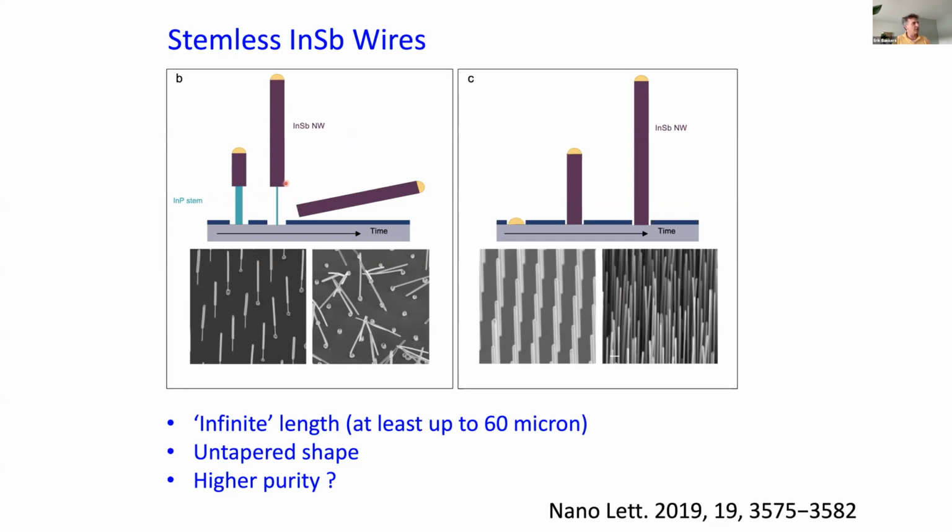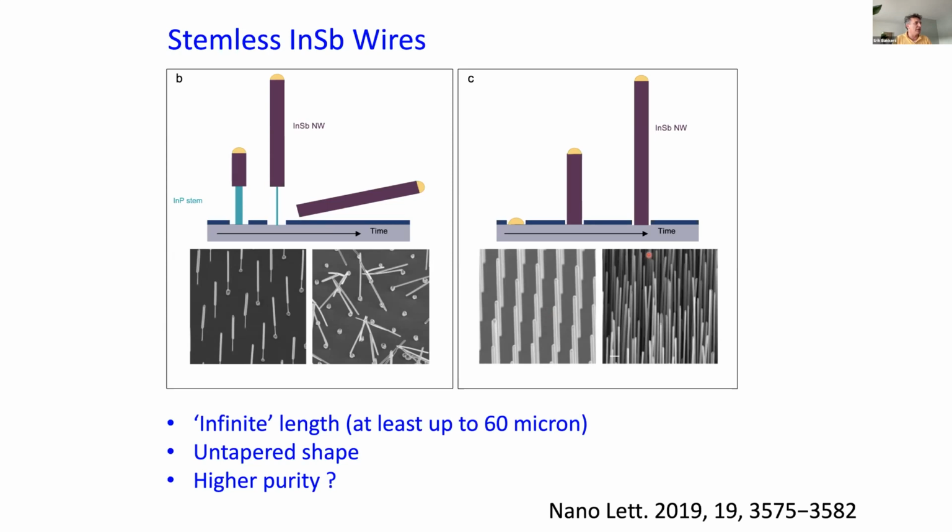And at a certain moment, the top wire will simply break off, it will fall down. And then the indium antimonide also stops growing. And this mechanism limits the maximum length of these wires to about 2 or 3 microns. And as Sankar mentioned, we need to have longer wires in order to separate these Majorana states further.